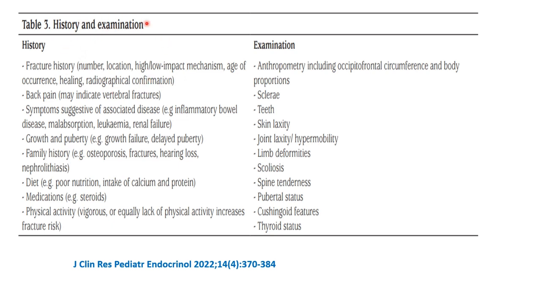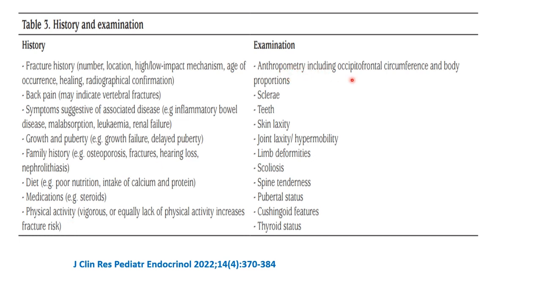As we have already discussed, in history we have to take the fracture history in detail, and back pain, and the history of symptoms suggestive of associated disease like IBD, malabsorption, leukemia, and renal failure. This we have already emphasized. Growth and puberty need to be checked. Family history needs to be taken. Diet is also a very important history. Poor nutrition, intake of calcium and protein also needs to be taken into account. Medications, steroids, and physical activity, that is vigorous or lack of physical activity, do increase the fracture risk.